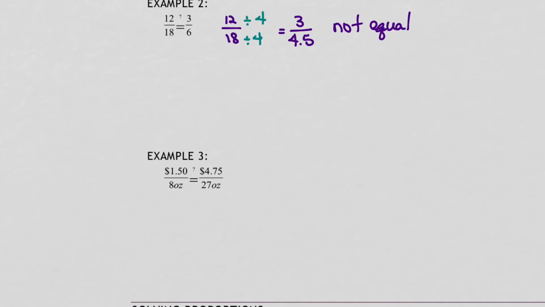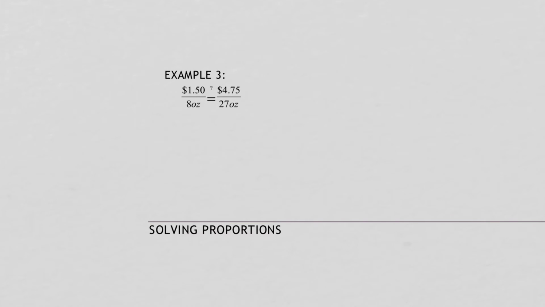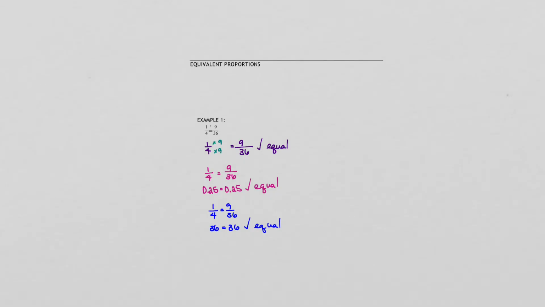For example 3, this time I'm going to use the second method because it just would work better for this particular problem. You may see later on in the examples. So $1.50 divided by 8 ounces gives us 0.1875.